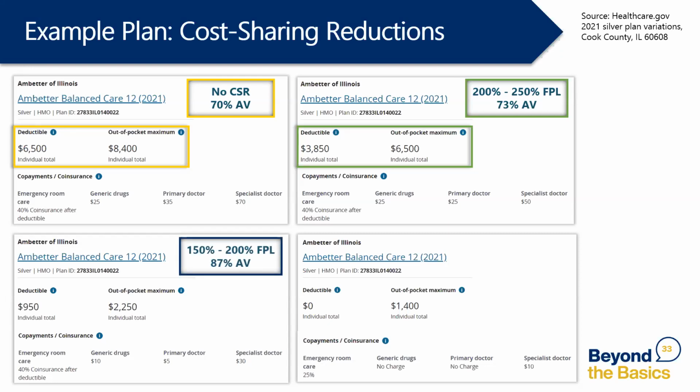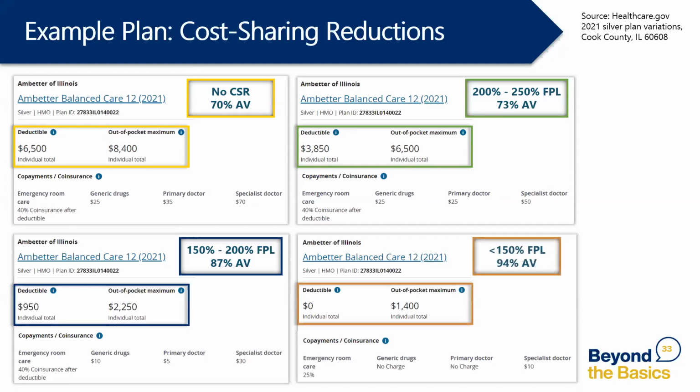At the second level of CSR, this plan's AV goes up to 87%. The deductible is further reduced down to $950, and there is a $2,250 out-of-pocket limit. And at the highest level of CSR, the AV goes up to 94%, which eliminates the deductible entirely and cuts the out-of-pocket limit down to $1,400.